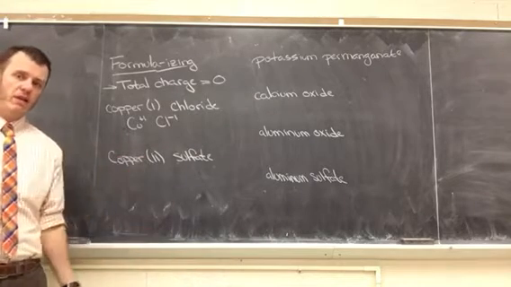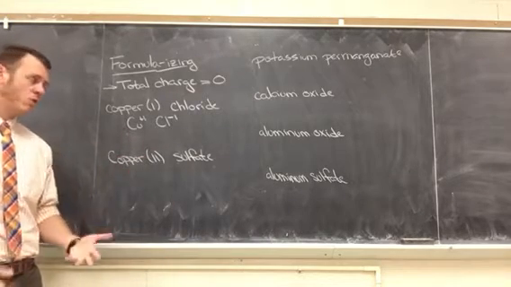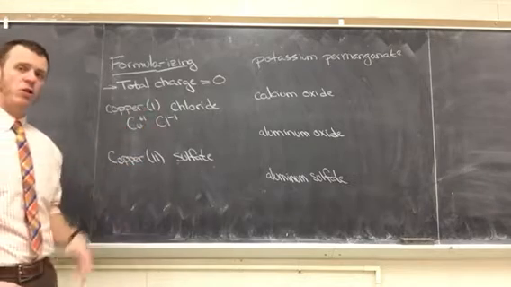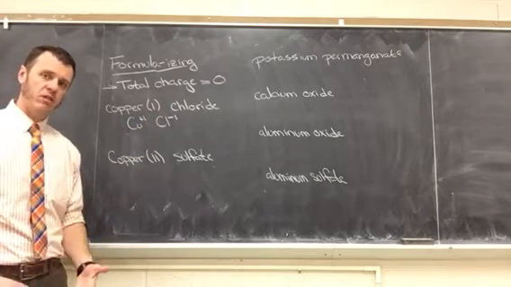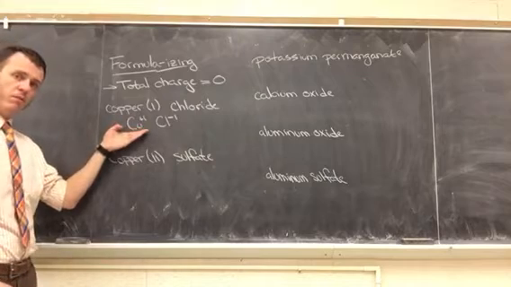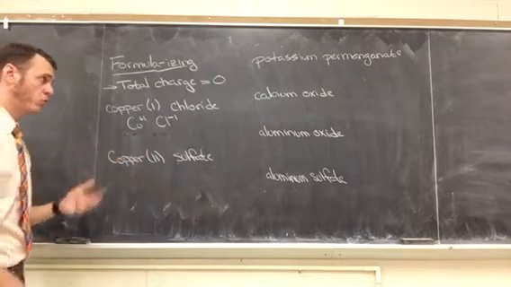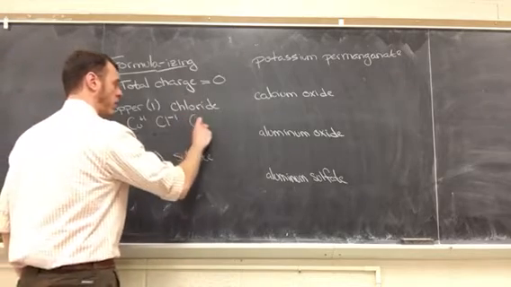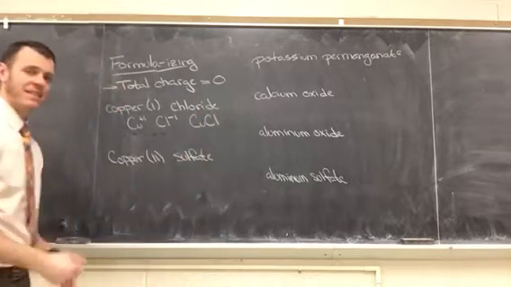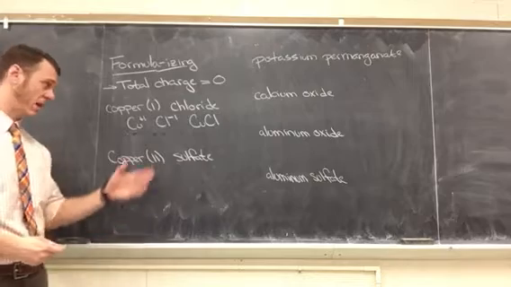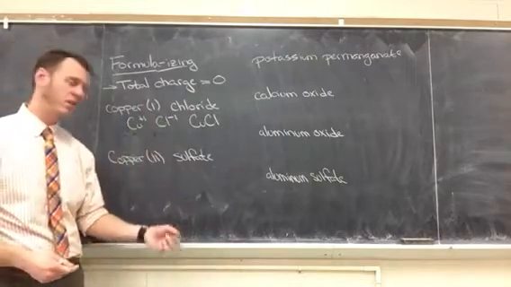Now there are many ways to do this, but the end result is that when we add up the charges of everything, it equals 0. Copper is +1, chlorine is -1, so we need one of each of those. So when we get one of each, our formula becomes CuCl, right? Because now we have +1 and -1, that is 0.